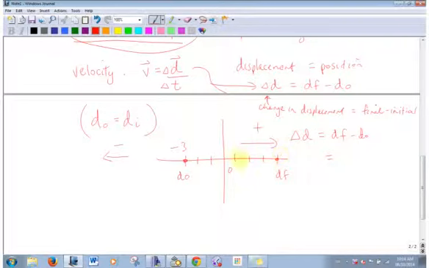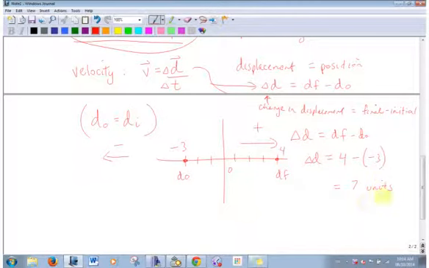So final here is 1, 2, 3, 4, plus. Well, let's put that in my formula. What is my total displacement? Final is 4 minus initial is -3. And what does that equal? That's 7 units. We already knew that, right?